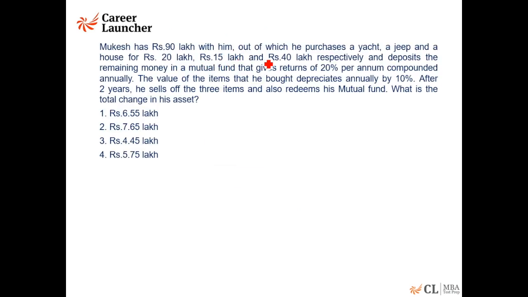Okay, Mukesh had 90 lakh with him, out of which he purchased a yacht, a jeep and a house for 20, 15, 40 lakh respectively. Deposited the rest in a mutual fund at 20% per annum compounded annually. The value of the items that he bought depreciates at 10%. After 2 years, he sells the 3 items and redeems his mutual fund. What is the total change?